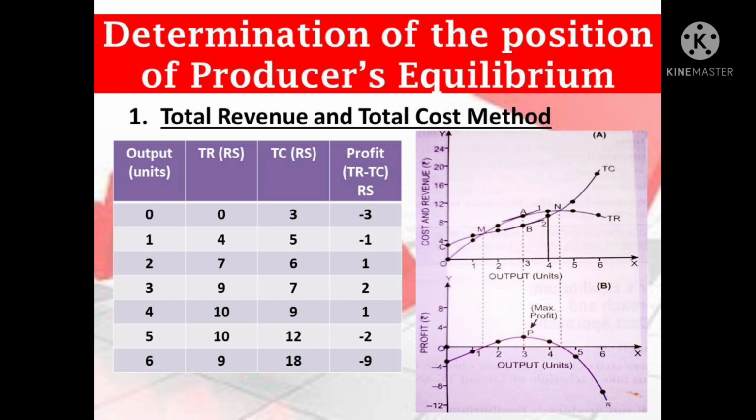The distance between the TR and TC curves is measured by drawing tangents on these curves. The distance is maximum when the tangent lines are parallel to each other. Thus line 1 and line 2 are parallel to each other, and the distance between the TR and TC curves equals AB, which is maximum. This is a situation of maximum profit. Here 3 units of output are produced.